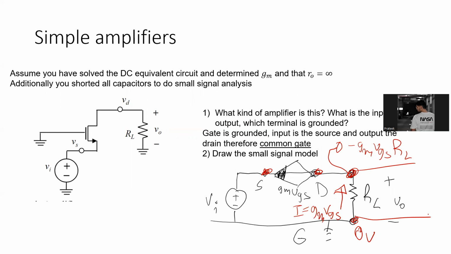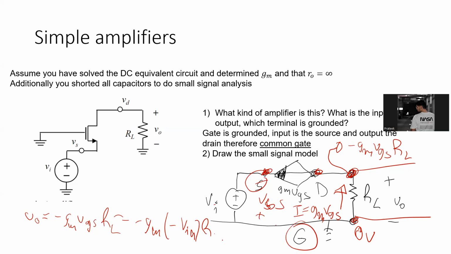Yeah, exactly. So you have Vout equals negative gm VGS RL. Oh, sorry, VGS. So you understand why this is VGS, because this is the gate and this is the source. So then Vin is? It's negative VGS, right? So then I say this is equal to negative gm, negative Vin, RL. So the negatives cancel, and then you get that the gain is RL times gm. Is that good?